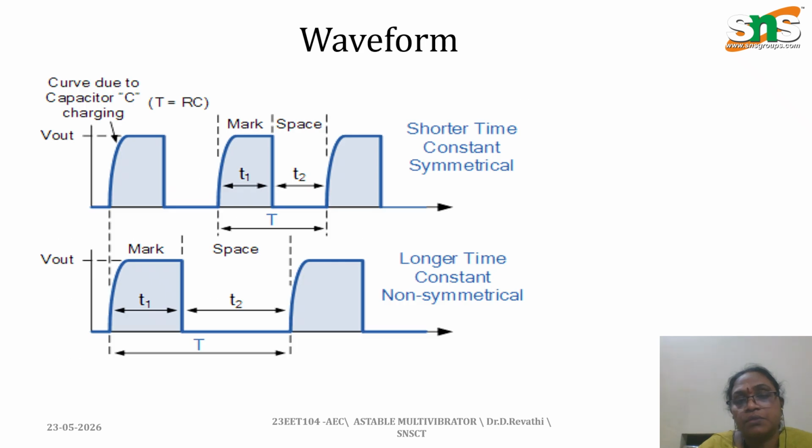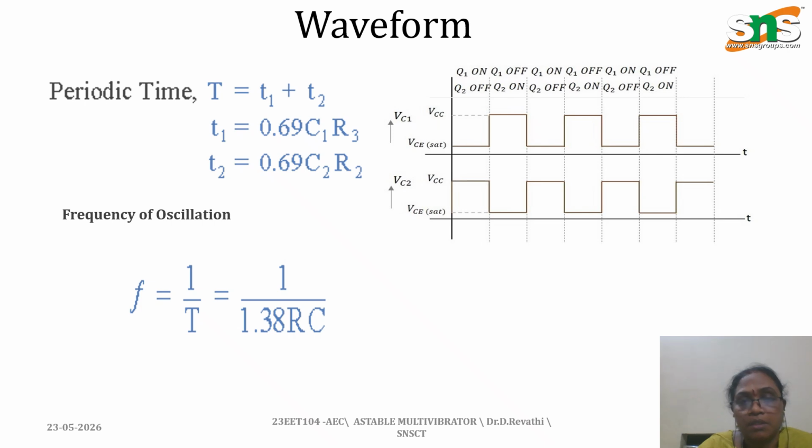This is the waveform, and here it shows VC1 in the off condition. Here Q1 is on and Q2 is off. Then Q1 is in the on condition and Q2 is in the off condition, and then Q1 is off and Q2 is on. Likewise, the clock generated square pulse is created at both outputs. And normally the frequency of oscillation is F equal to 1 by T, where T is based on the RC values.